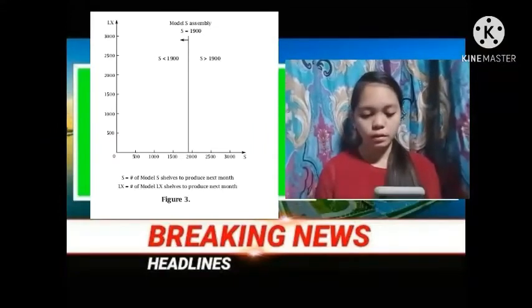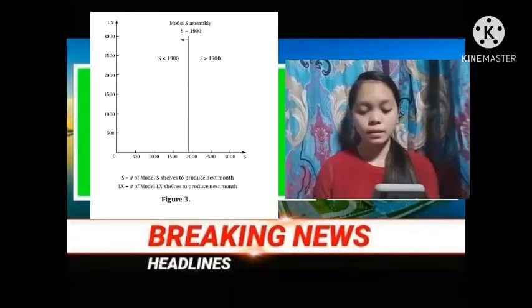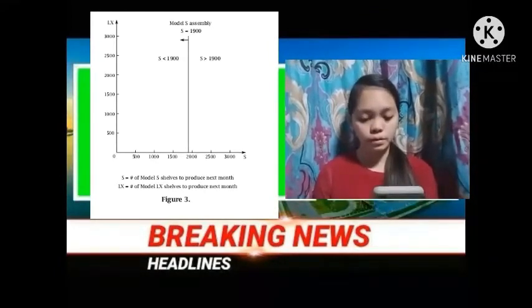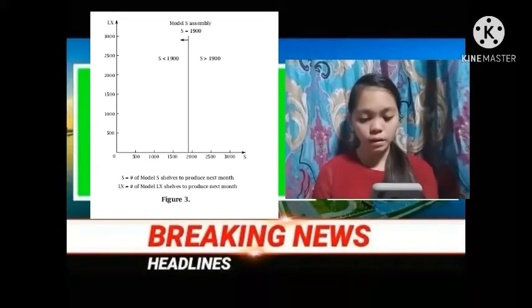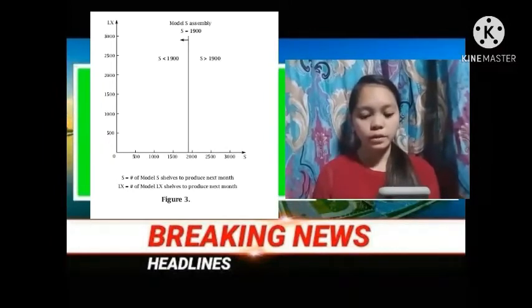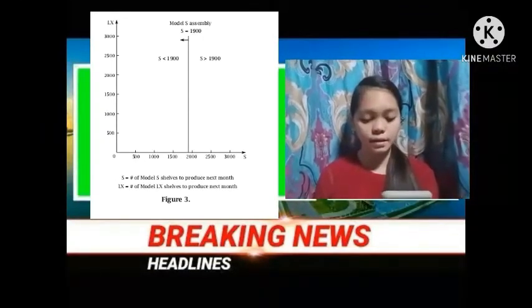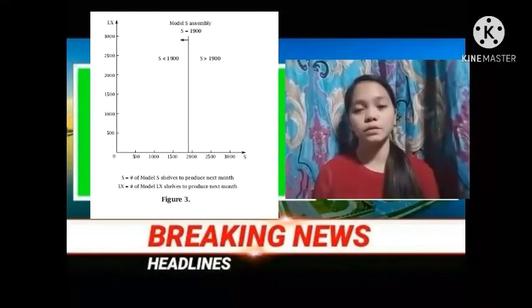Figure 3 shows the half plane corresponding with the S assembly constraint, S less than or equal to 1900. The set of points which satisfy this constraint and the non-negativity constraints, S greater than or equal to 0 and Lx greater than or equal to 0, is thus given by the rectangle bordered by the Lx-axis and the lines S equals 0 and S equals 1900. Here is figure 3.